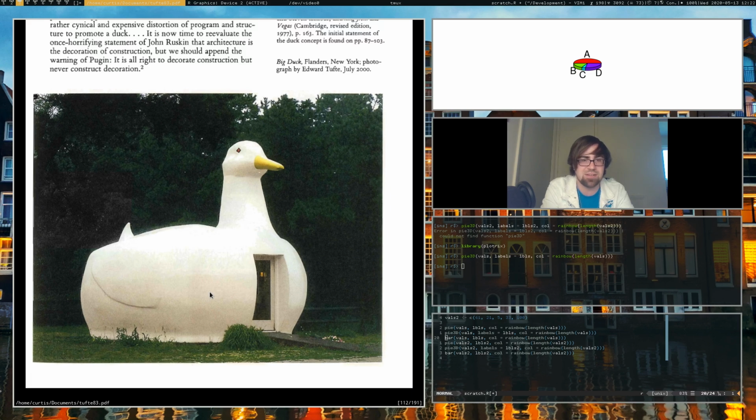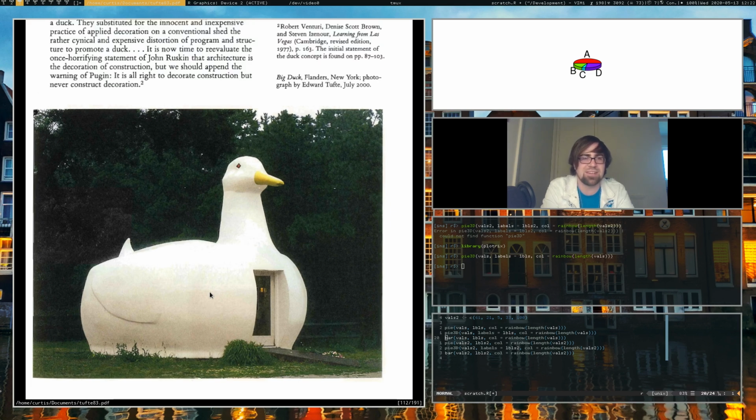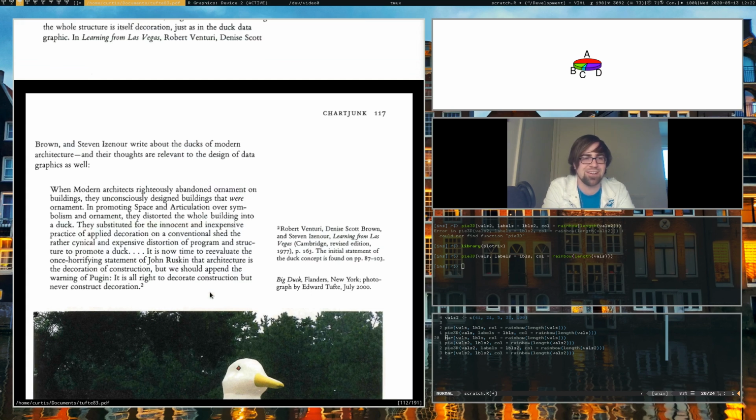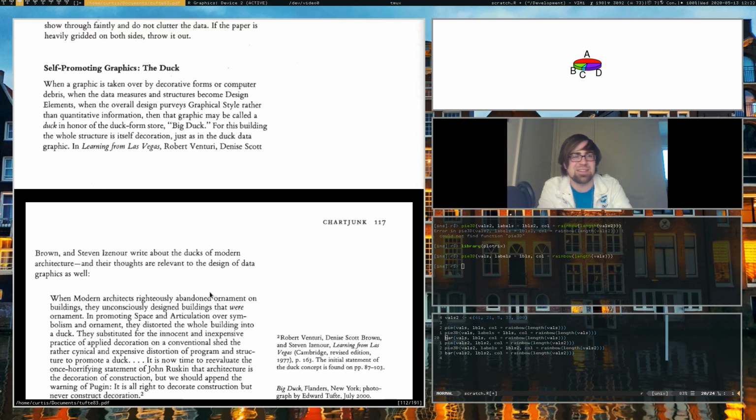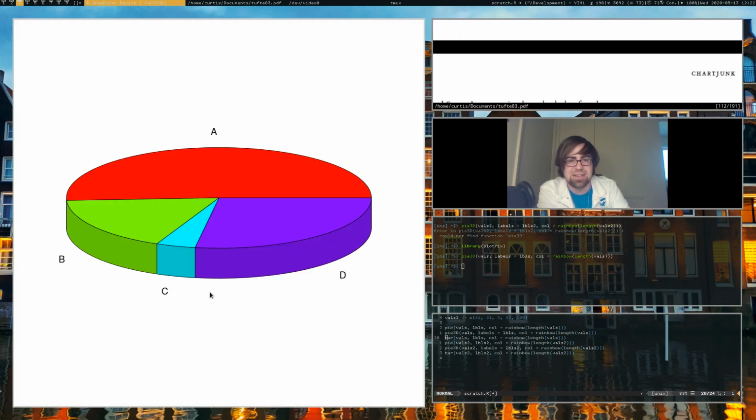So the self-promoting graphics, the duck, the graphics that are just so into themselves that they have to be 3D so that they can look all fancy. The thing is, you can't read this. This is completely useless. All it is, you add an embellishment to the graphic, and that embellishment takes over the graphic, and now it is the graphic. This is no longer a pie chart. This isn't even a visualization anymore. It's just a 3D thing. It's a duck. Don't make ducks.